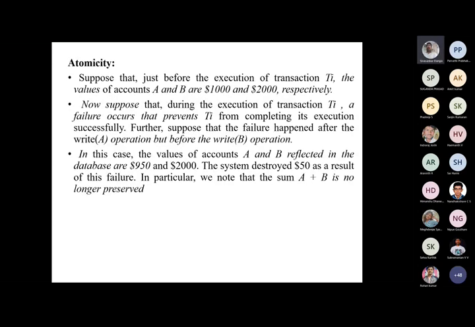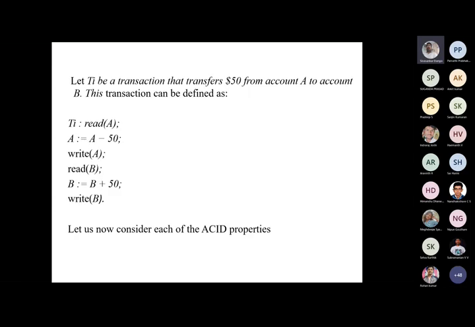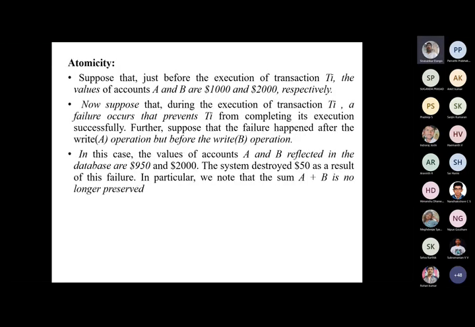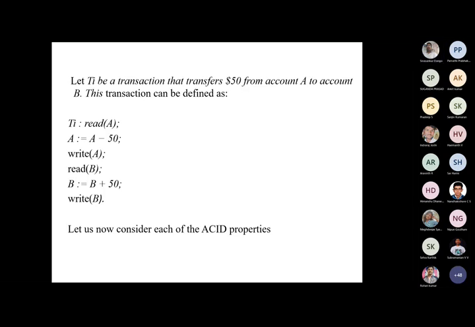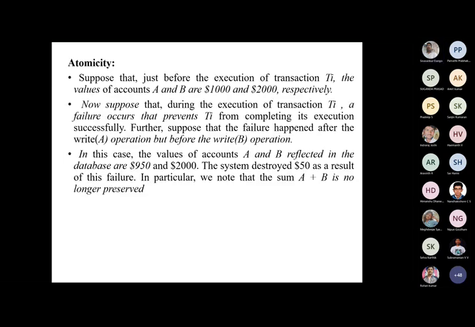So you are going to perform a write operation. You are going to update the value of data item capital A. Then again you are going to perform a read operation. You are going to load the value of data item capital B. You are going to update the value of B. You are going to credit $50 onto the account B, and then you are going to perform a write operation. So let us now consider each of these ACID properties for this transaction.